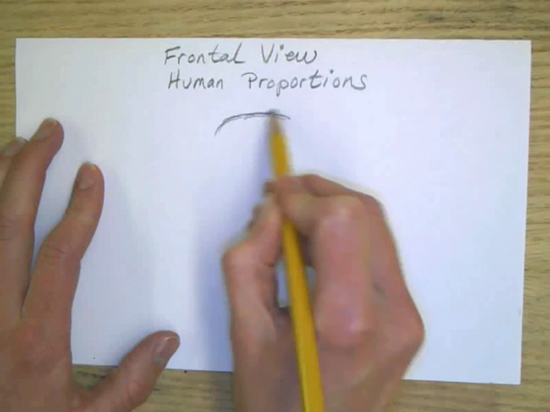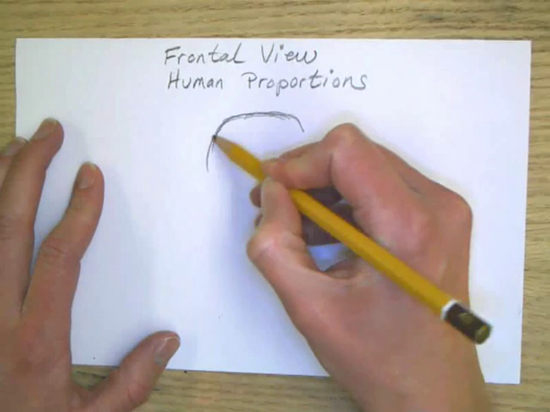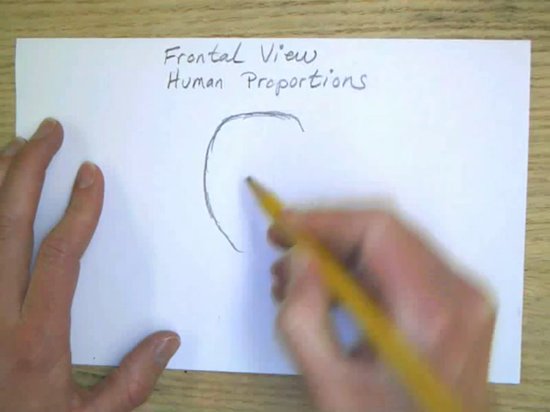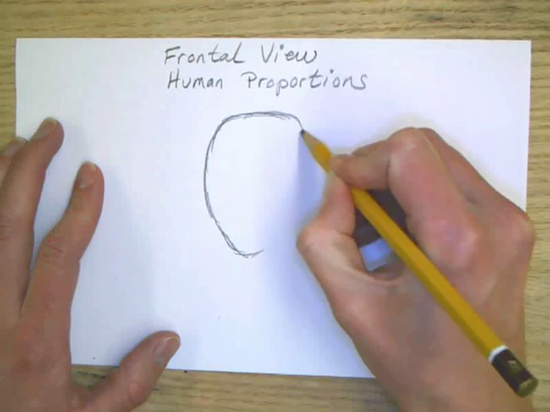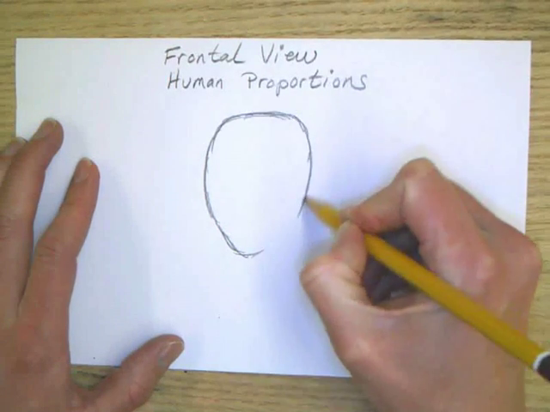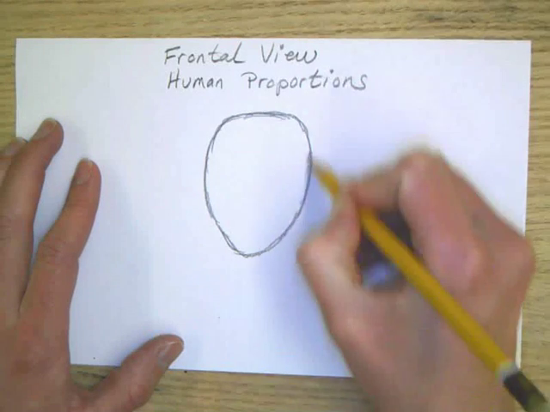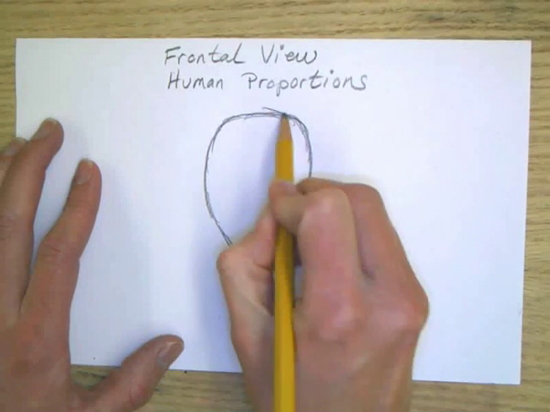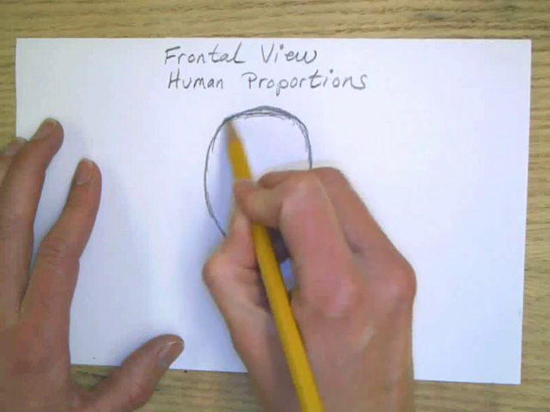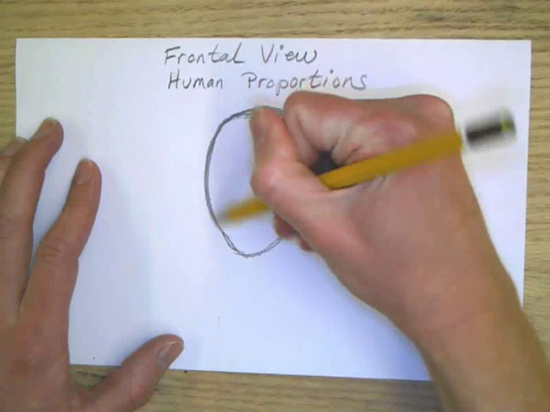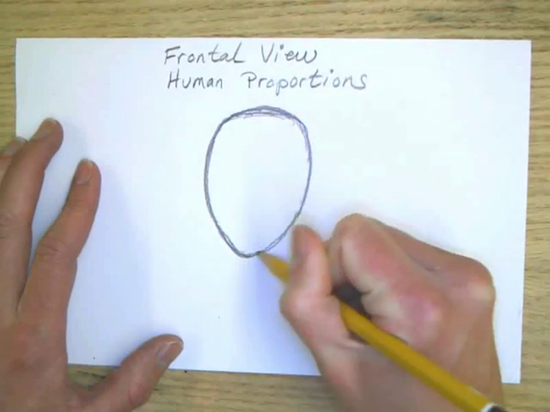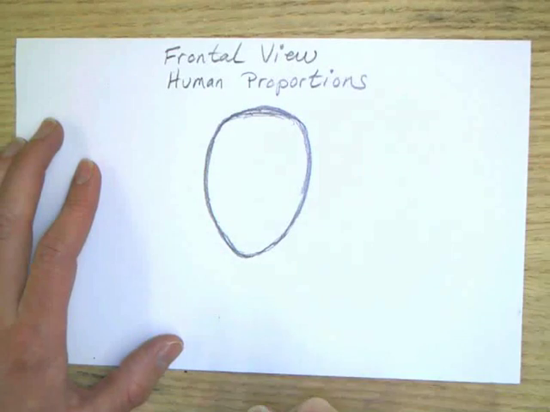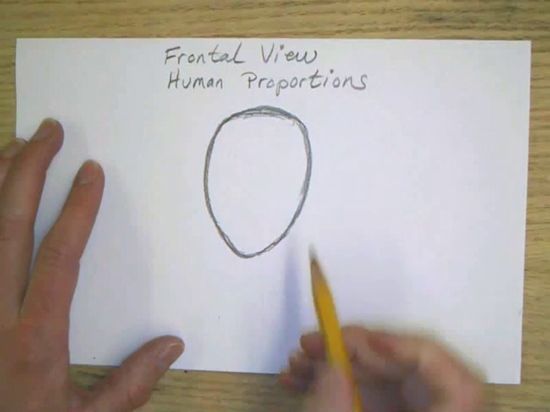The egg is going to be wider at the top, skinnier at the bottom because that is where the chin is. Your head is wider at the top than at the bottom. I'm going to flatten that so I'm going to round it off a little bit. Please draw lightly so that you don't have to erase. I'm drawing dark so you can see it.